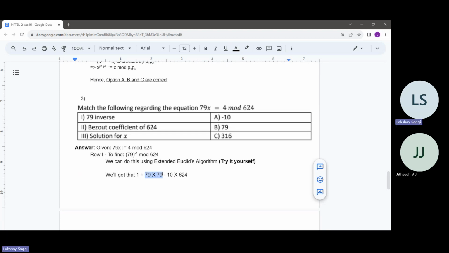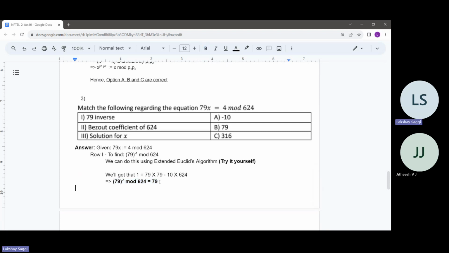I'm describing this only on a high level because it has been covered in the lecture and is pretty easy to follow. What I'm claiming is that to find 79 inverse, we just need to find the Bezout coefficient of 79, and that will be the answer. The coefficient for 79 is 79 itself. So this implies that 79 inverse mod 624 is equal to 79 itself. So this is the answer for the first part.